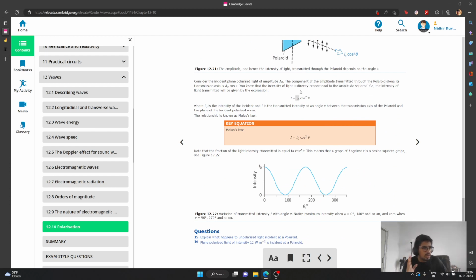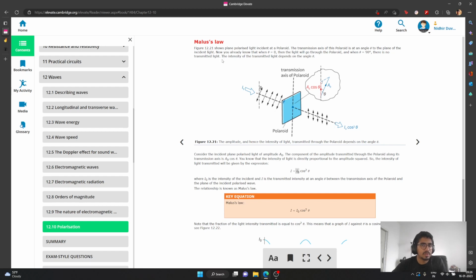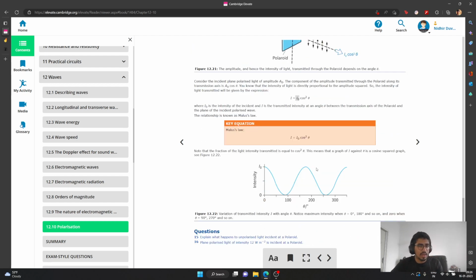Of course when theta is zero, they are both aligned. Cos zero is one. So it just becomes I naught, right? So the whole of the light passes. Now if theta is 90 degrees, that means cos 90 is 0. That means nothing passes through, right? So I becomes 0. This is Malus's law basically. It tells you that if you have polarized light coming in onto a polaroid, then if you change it by an angle of theta, this is how the intensity will vary according to that angle. This is the graph you will see if you keep rotating and you measure.